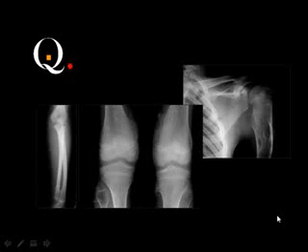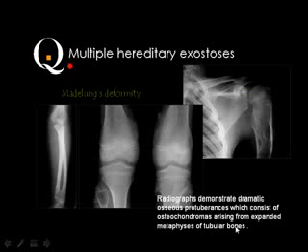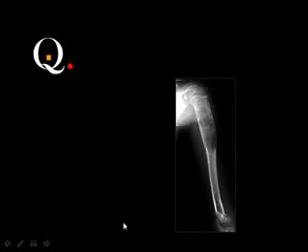Look at this. What do you think? Yes, diaphyseal aclasia with multiple involvement. Diaphyseal aclasia, hereditary exostosis. What do you think?